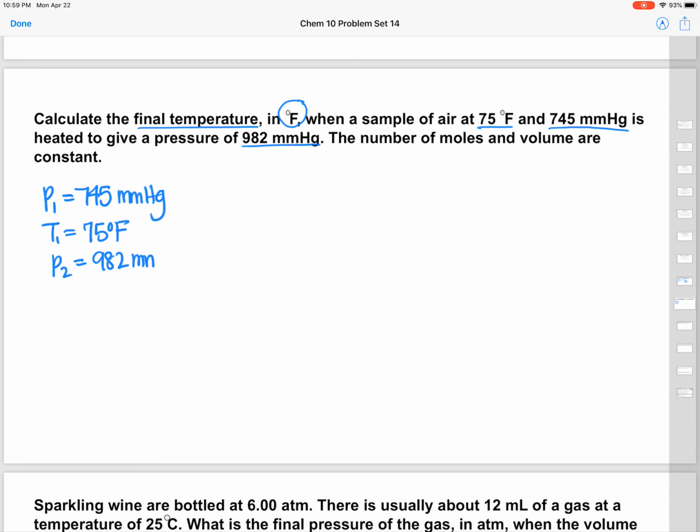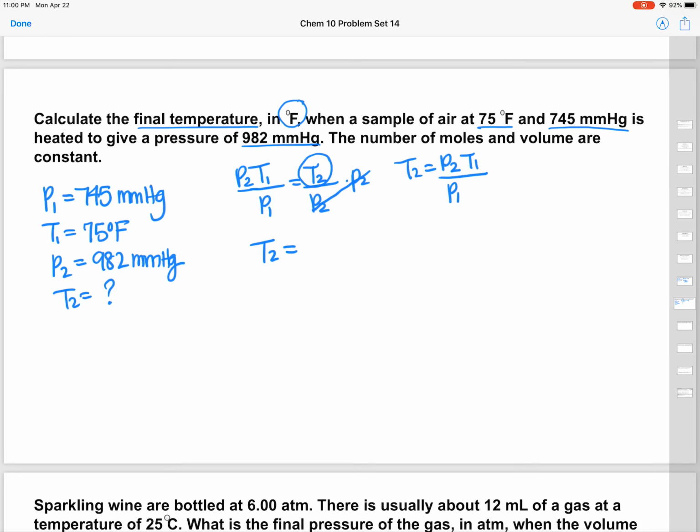Okay, our final pressure is 982 mmHg, and our final temperature again is what we're solving for. Our formula that we're going to use is going to be T1 over P1. We're using the inverse this time, and T2 over P2. We're solving for T2, so we're going to get rid of P2 by cross multiplying again, just like we did before. Need to do the same thing on this opposite side, and our final formula is T2 is equal to P2 times T1 over P1.